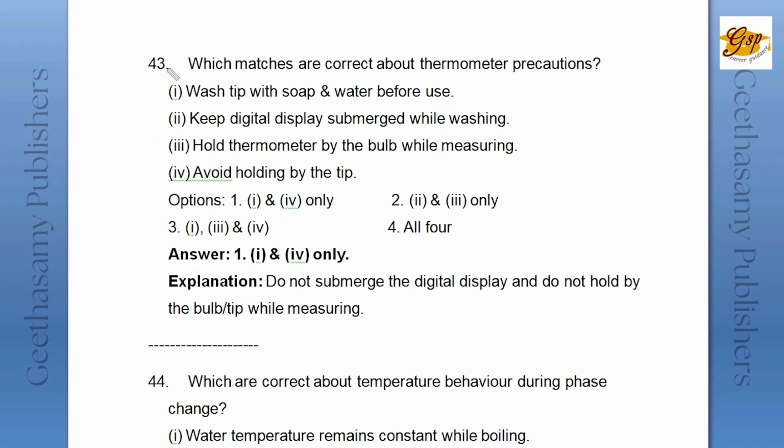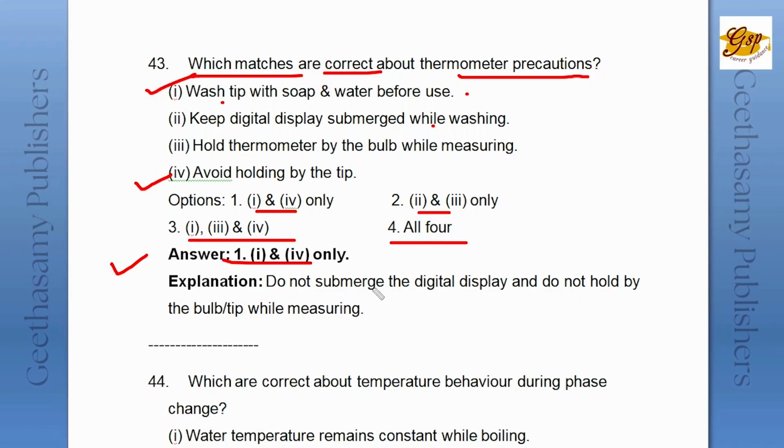43rd question. Which matches are correct about thermometer precautions? Wash with soap and water before and after use. Keep digital display submerged while washing. Hold thermometer by bulb while measuring it. Avoid holding by tip. Option 1 and 4 only, 2 and 3 only, 1, 2, 3, and all 4. The correct answer is 1 and 4 only. Correct, 1 and 4 only. So do not submerge a digital display and do not hold a bulb while measuring.